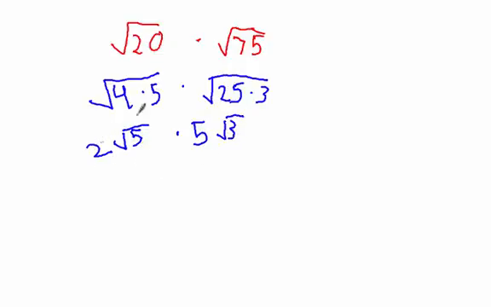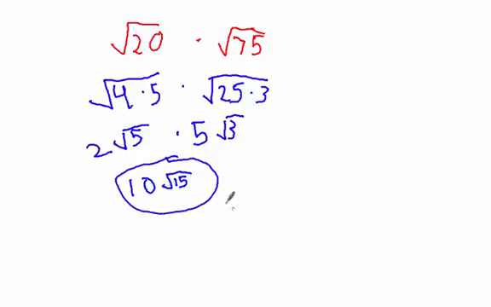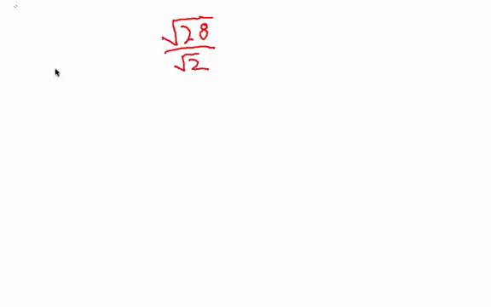So I do my multiplying. 2 times 5 gets me 10. Square root of 5 times the square root of 3 is the square root of 15. There are no perfect square factors of 15, so that's my answer. All right, the exact same process. Simplify, multiply, simplify. All right, so now we're going to go on to dividing.